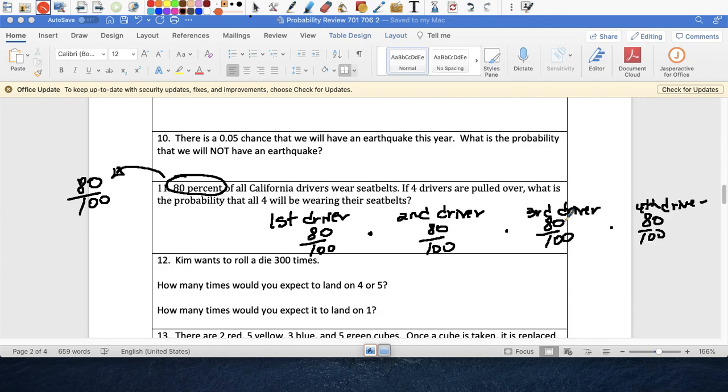And we're going to get, well, if you left it as a fraction, you're going to get 256 over 625. If you want to change that to a decimal or to a percent, it's going to be 40.96%. Okay.